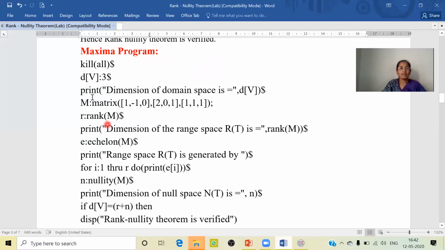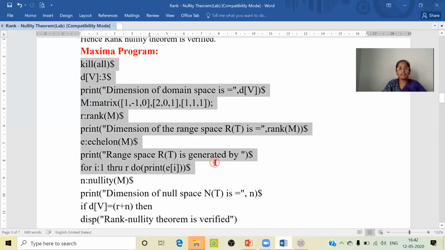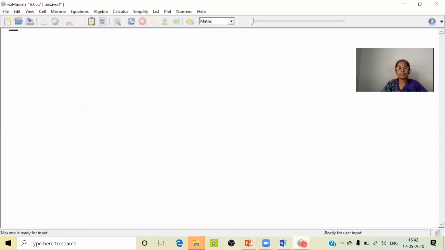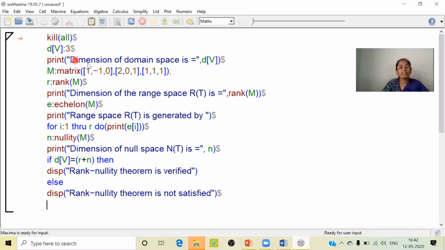Now let us type this Maxima code in the Maxima window and see whether we get the output as the theorem is verified, because manually we have seen that the theorem is verified. So this is the Maxima code over here. Here, instead of rank, we can use the command given to that as small r. And now let us execute it.